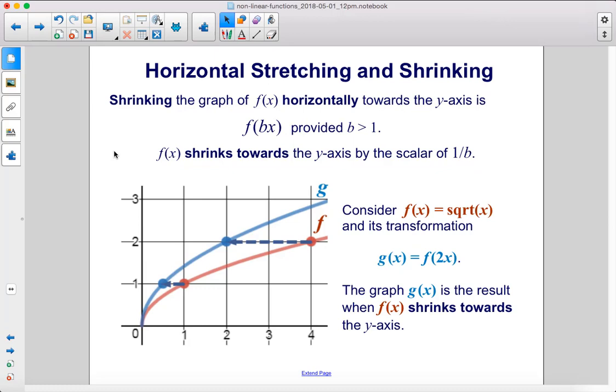Shrinking the graph of f of x horizontally towards the y-axis is f of bx, provided that b is greater than 1. F of x shrinks towards the y-axis by the scalar of 1 over b. Consider f of x equals the square root of x, here in red, and its transformation g of x equals f of 2x. The graph g of x is the result when f of x shrinks towards the y-axis. So you have our graph here, and all of a sudden it shrinks this way towards the y-axis.